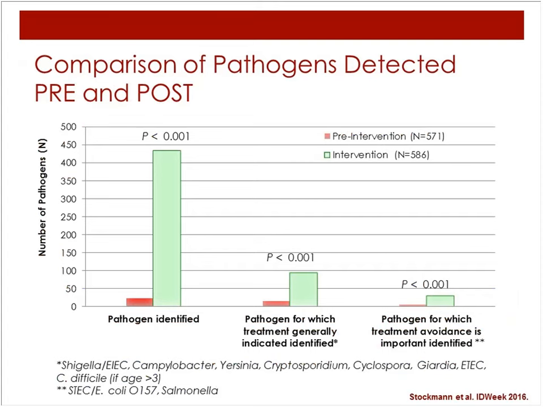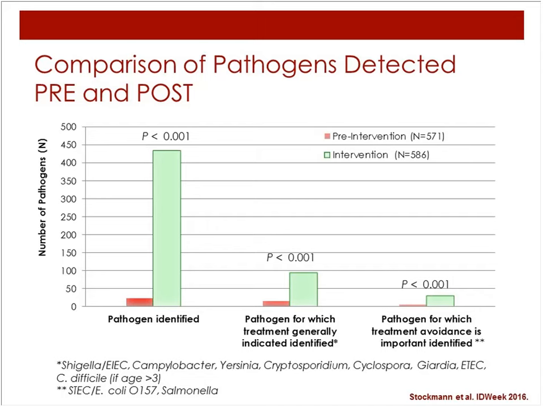Further comparison of the pre and the post group was performed and demonstrated in the previous slides. A statistically significant increase in pathogen detection was found in the post-intervention group compared to the standard of care testing in the pre group. That's the first bar to your left. Importantly, only 15 pathogens in the pre group compared to 95 pathogens in the post group were identified for which treatment is generally indicated. These include the Shigellas, the Campylobacters, Yersinia, Cryptosporidium, Giardia, enterotoxigenic E. coli, and C. difficile.